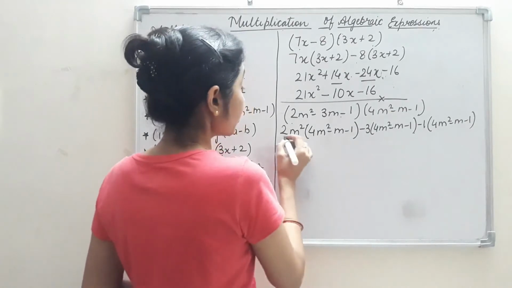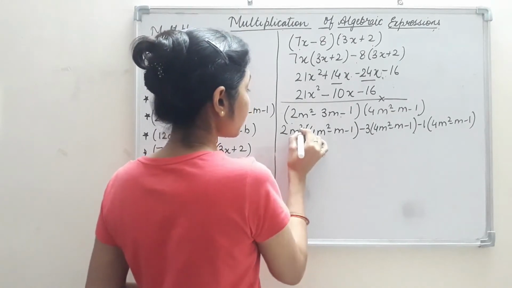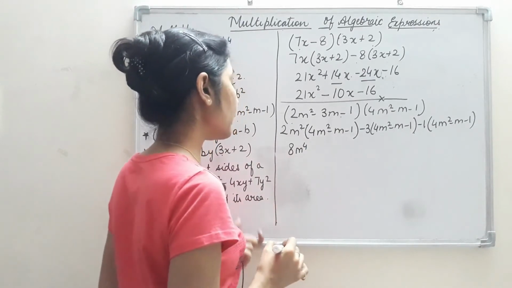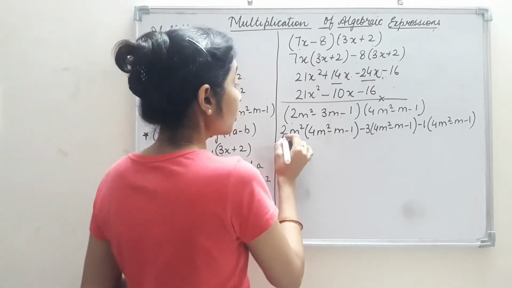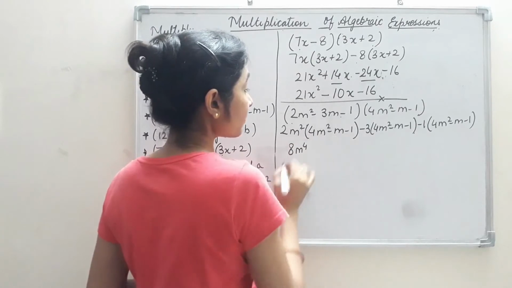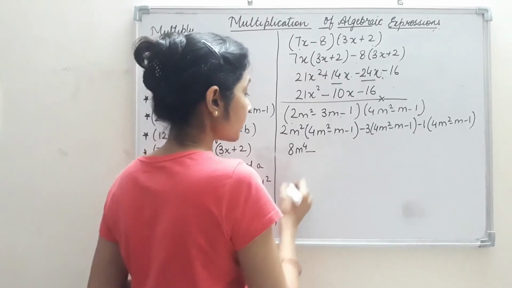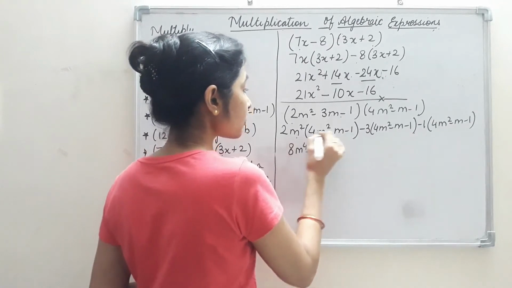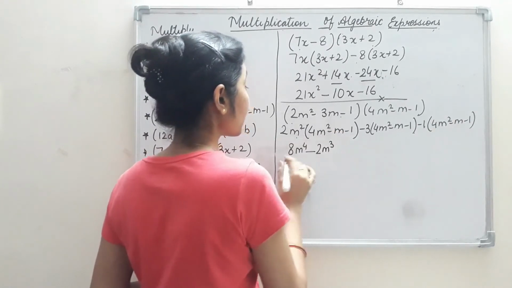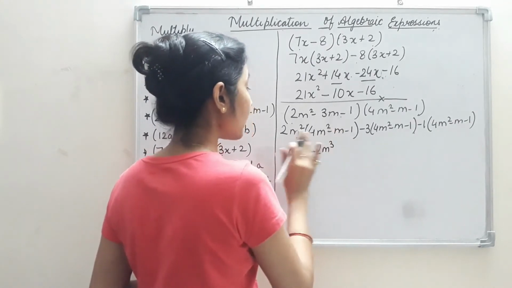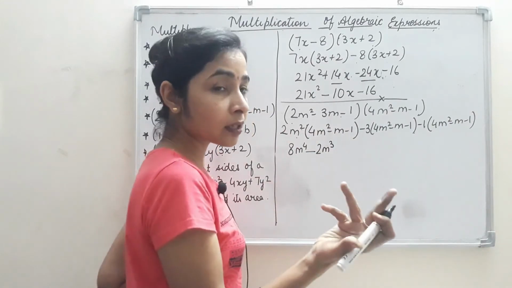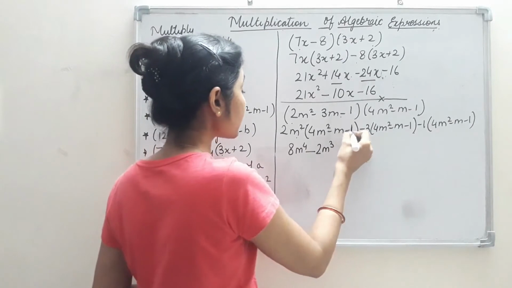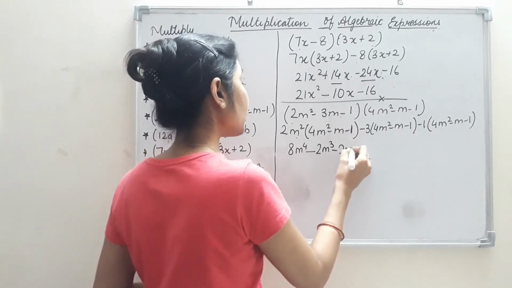Let us see. 2 4s are 8. 2 plus 2, the power becomes 4. 8m raised to the power 4. 2m square multiplied by minus m. So the answer will be negative here. So 2 ones are 2 and m square into m gives m cube. 2m square into minus 1, anything multiplied by 1 gives the number itself. So 2m square will come, but negative 1 is here. So the answer will be negative 2m square.